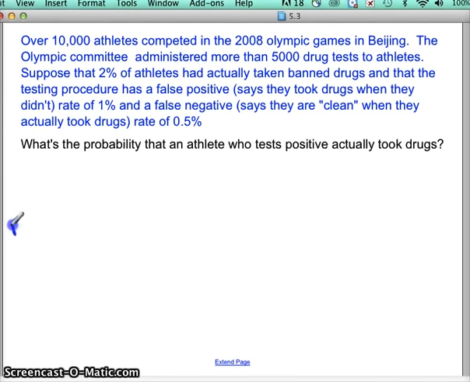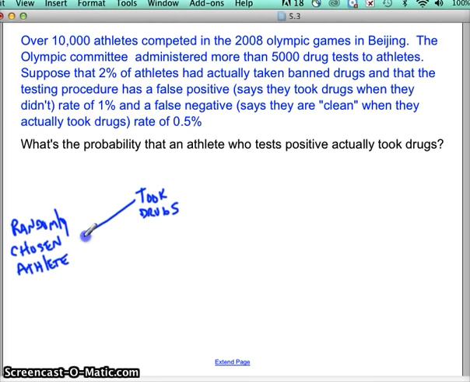Okay, so we're going to start with a randomly chosen athlete. Now that athlete either took drugs or did not take drugs. And it says that suppose that 2% of athletes had actually taken banned drugs. So that would be 2% or 0.02 that actually took the drugs. That would imply that the other 98%, 0.98, did not take drugs.